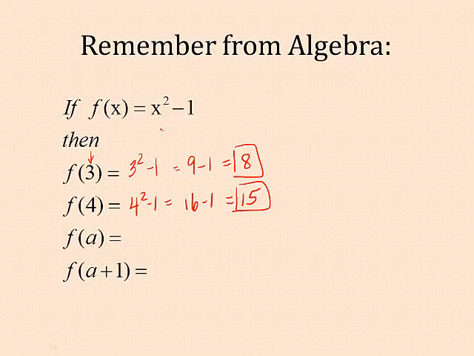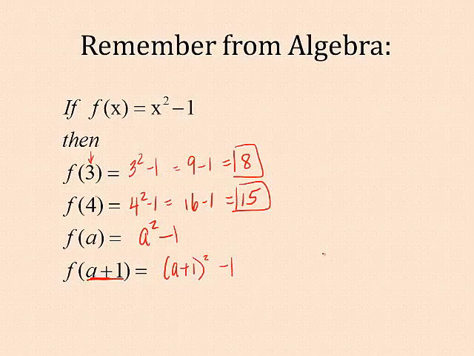You would plug in a instead of x, and you would just have a squared minus 1. And that's all you could do because you don't know what a is. Then what if it's an expression, an a plus 1? Well, you got to put that whole thing in there. And then you would have to multiply this out.